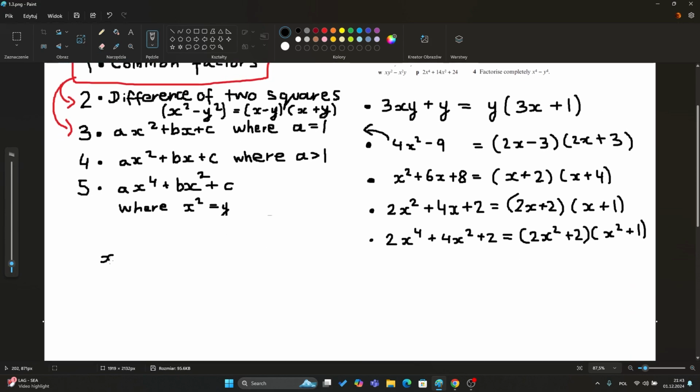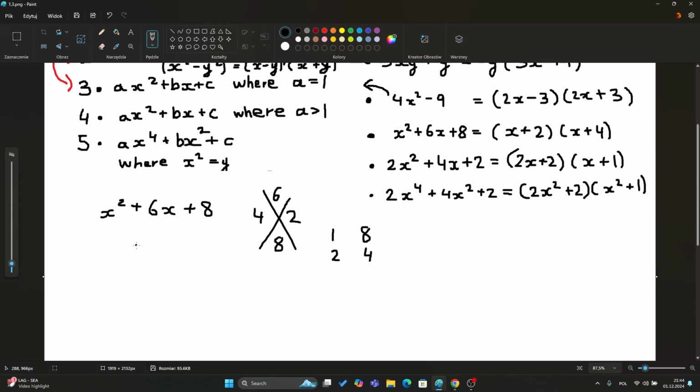Now the last example, where we have 6 and 8. We write all the factors of 8: 1 and 8, 2 and 4, and this will be 4 and 2, because 4 plus 2 is 6, and 4 times 2 is 8. So the factorization answer is x plus 4 and x plus 2.